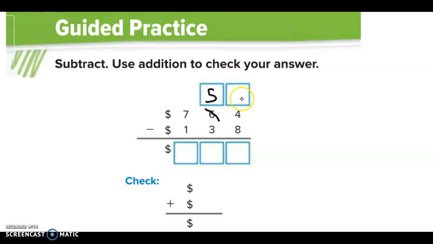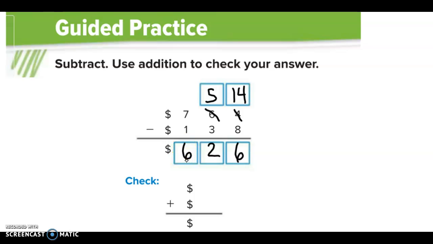When we regroup it, it breaks apart. Picture one of those tens blocks breaking apart into 10 ones. However, you already have 4 here. So when you put the 10 with the 4 that you already have here, you now have 14 ones. Now, 14 minus 8 equals 6. 5 minus 3 equals 2. 7 minus 1 equals 6.